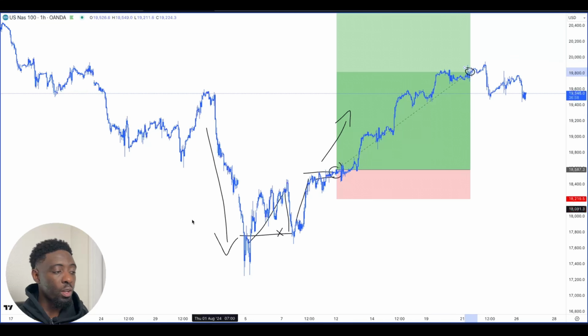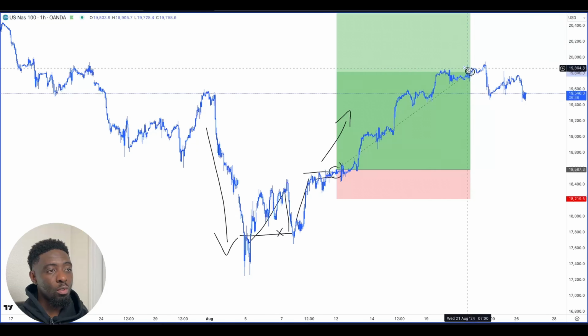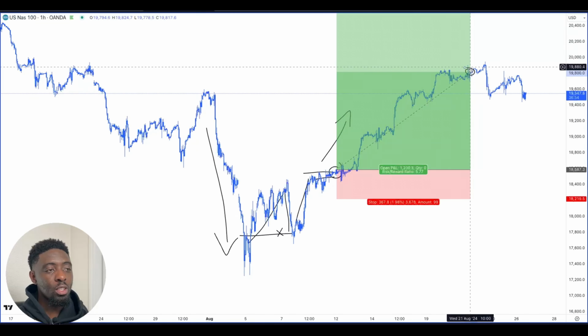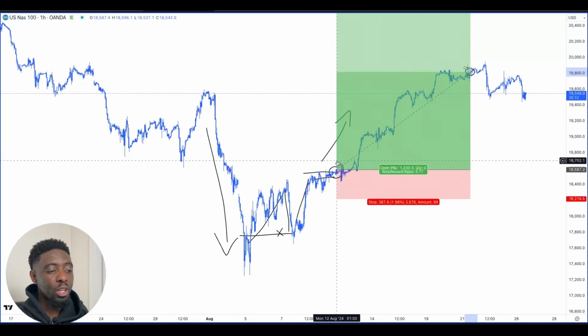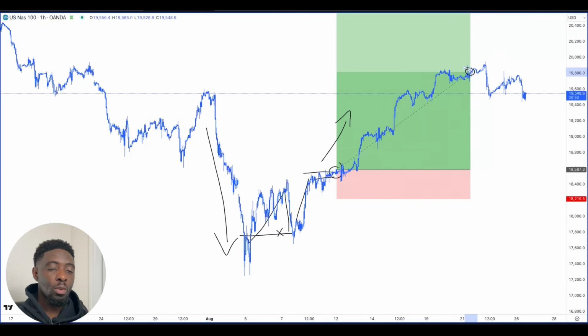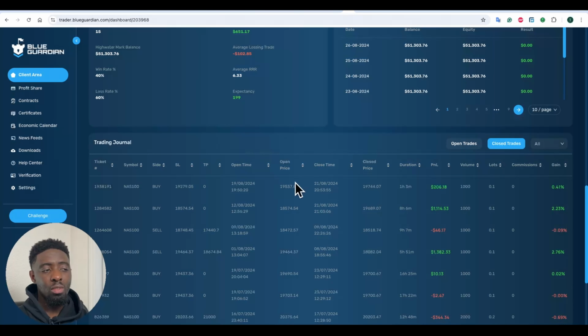I closed this trade on the 21st. So if you look right here, this is the 21st of August, and I got in on the 12th of August. So I was sat in this trade for like 9 days, if I'm correct.